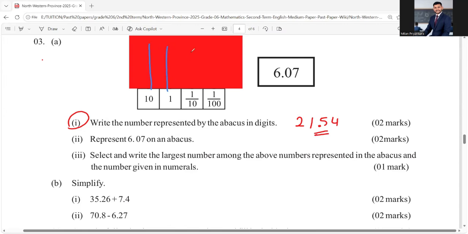You have to draw these rods. And 6, that means here you have 6: 1, 2, 3, 4, 5, 6 counters, and 1/10 you don't have. In hundreds, you have 7: 1, 2, 3, 4, 5, 6, 7 counters. So you have to write like that for this question, right?